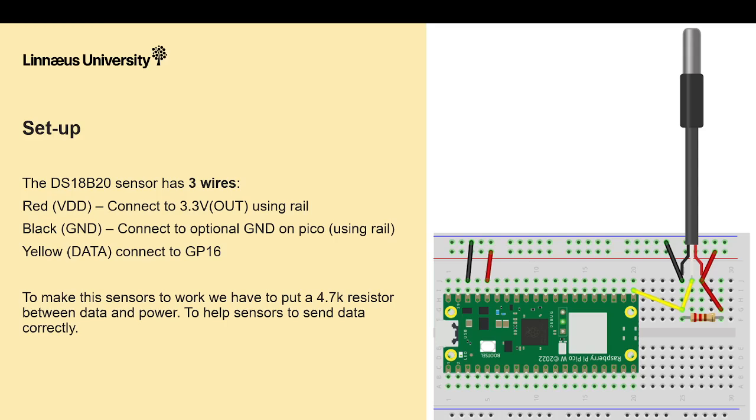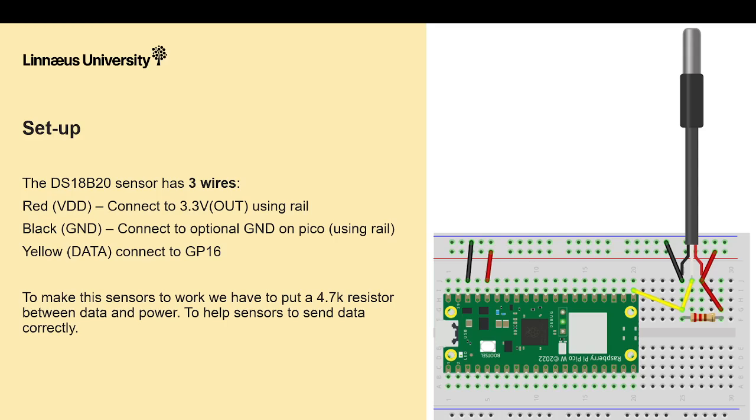And here is the setup. I will show how I set it up. It's harder to use a program to paint it here than to do it in real life. But you have 3 different wires from the sensor. One red wire that you connect to the 3.3 volt out. In this example I use the rail, but in my real life example I just connected to it.